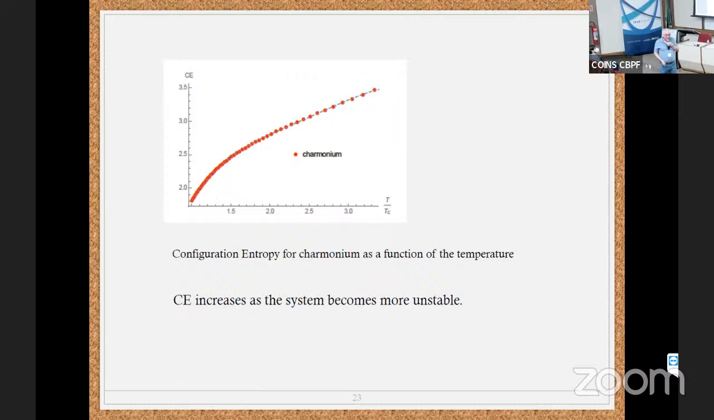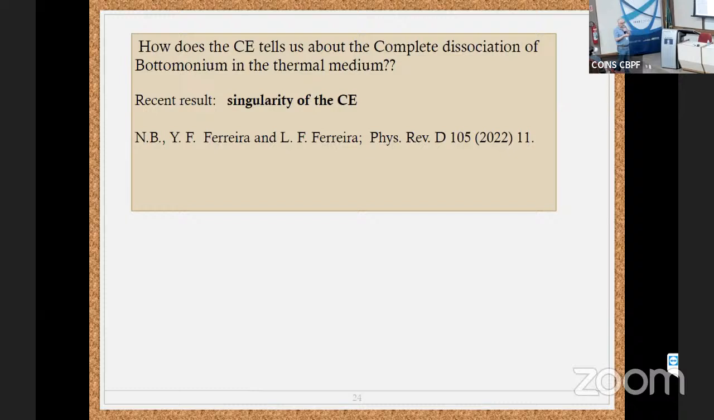Looking at this more recently in this paper with my student Giancarlo and Luis Fernando, a postdoc in Chile now and previous student, we found something very interesting. Giancarlo was numerically calculating solutions for the configuration entropy of bottomonium. For some values of the temperature, especially for the excited states, he said the numerical calculation becomes singular. The configuration entropy explodes. First, we thought something was wrong, that we were using the wrong quantity, because configuration entropy must be calculated from a normalizable, square integrable function, and this was not square integrable.